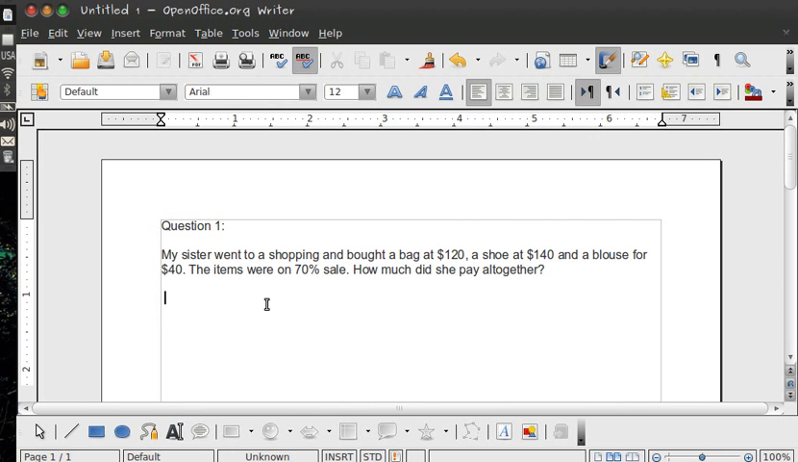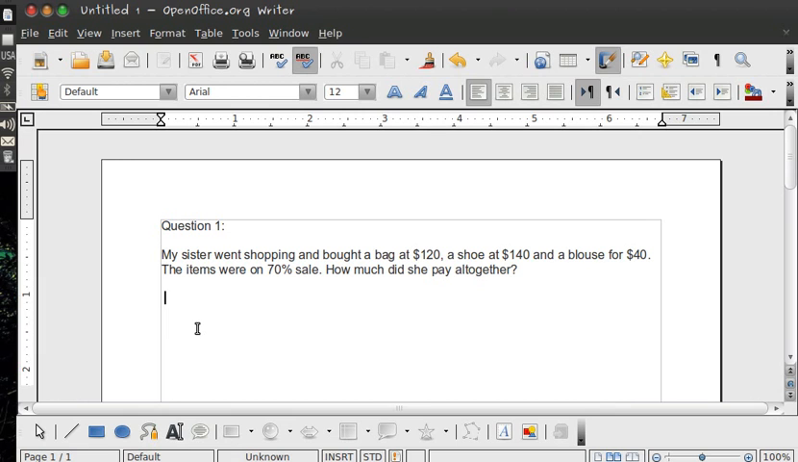For example, in question 1, my sister went shopping and bought a bag at $120, a shoe at $140, and a blouse for $40. The items were on 70% sale. How much did she pay altogether?